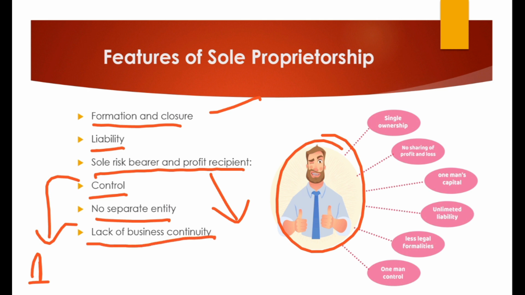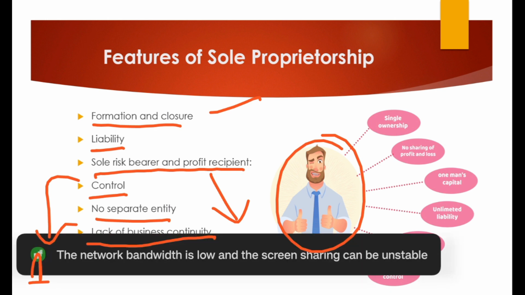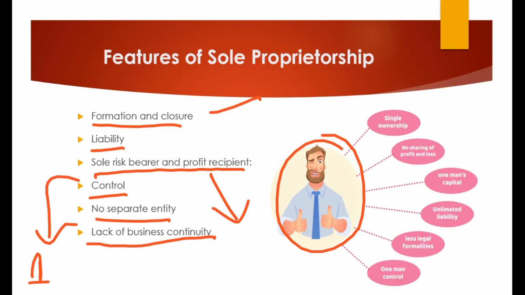Lack of business continuity. Here it means that since he is a single owner, in case of death of the owner or bankruptcy or insolvency, any such cases, there might be the closure of the business. Since he has to close down the business, there is a doubt of business continuity in the long run. So there is a lack of business continuity in case of sole proprietorship.